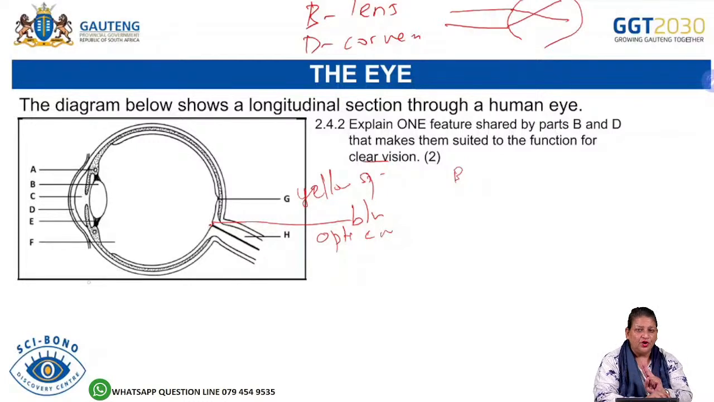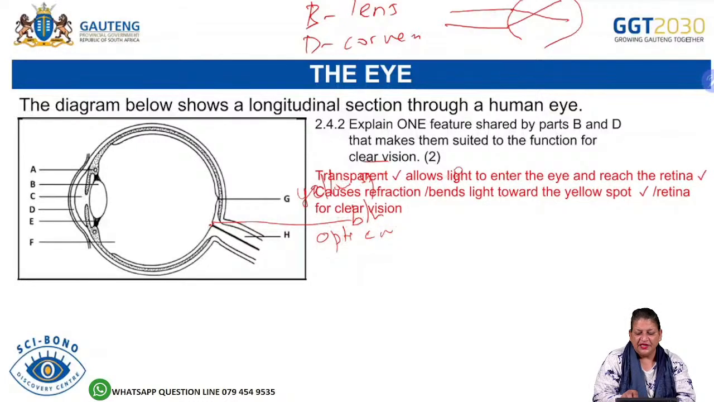I said both are convex, and because it's convex, it refracts light. Or you could have said that both are transparent to allow light to pass through. So any one of those two. If you just said both are transparent, you would have got 1 mark. Or both are convex, you would have got 1 mark. Okay.